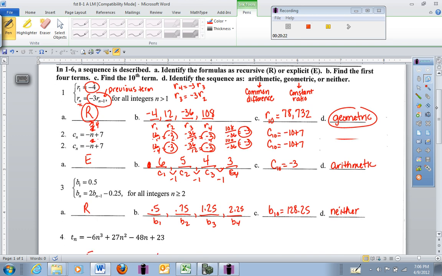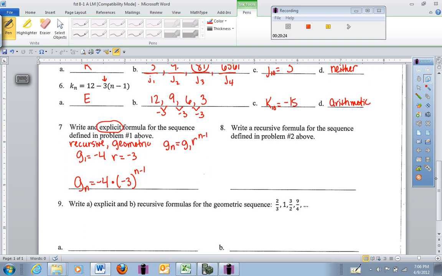I probably should have used r for the variable, but it might have been confusing with this being the common ratio r, so I think I'll stick to my g. Okay, number 8 says we're going to write a recursive formula for the sequence defined in problem number 2 above. So rather than keep going back and forth, I'm going to write this down. It was c sub n is equal to the opposite of n plus 7. I want to write a recursive formula for this, and it was arithmetic, right?